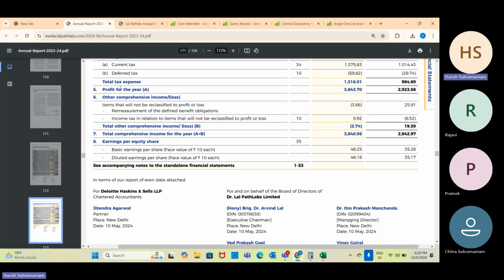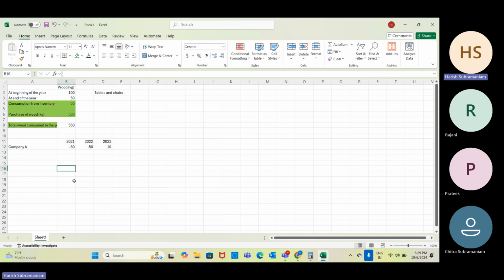And then there are some profit related things, and then there is earnings per share. Typically, in a very simplified way, let's say the company has earned 50 crores, and let's say there are 10,000 shares. Then per share, how much have they earned? Which is nothing but 0.005 crores. That is the earnings per share.